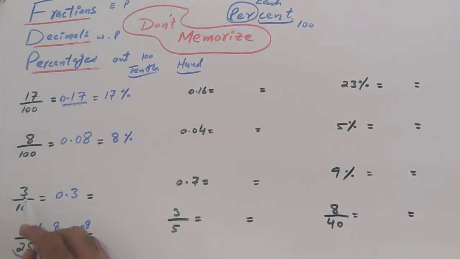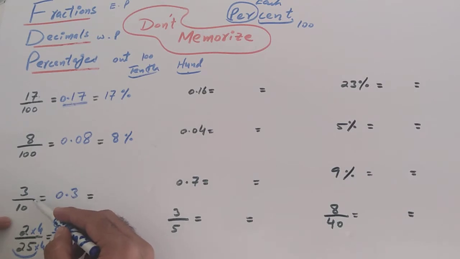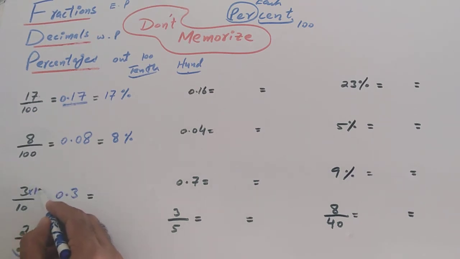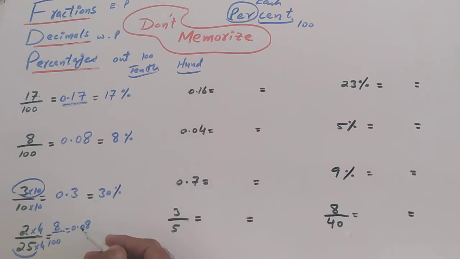What about this one? This is 3/10, which is not out of 100 yet. So you have to make it 100. You can just multiply by 10 to get the equivalent fraction. If you multiply the top and bottom by 10, you will get 30 hundredths. That means 30 out of 100, or 30%. And since 2/25 is the same thing as 8 hundredths, that means 8 out of 100, which is 8%. I hope this is clear now.